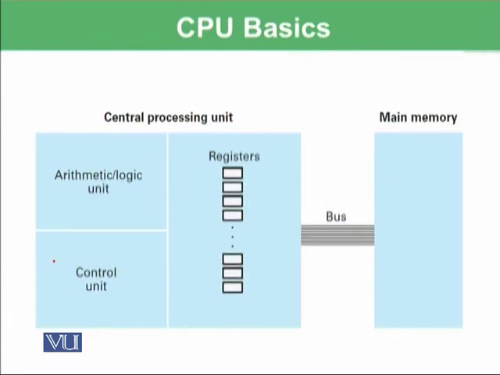So we have a main memory, that is the RAM, random access memory. We have talked about it, and that RAM is connected with the CPU using a bus. That bus transmits data from the central processing unit to main memory and from main memory to the central processing unit. And this central processing unit has an arithmetic logic unit, called ALU in short form, and then a control unit, called CU in short form, and then a number of registers.